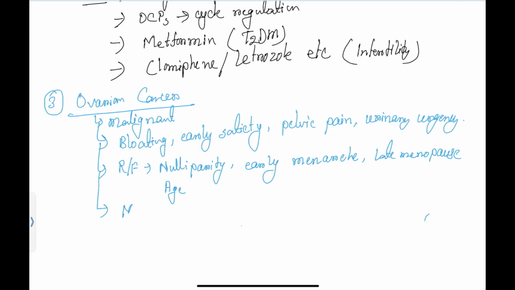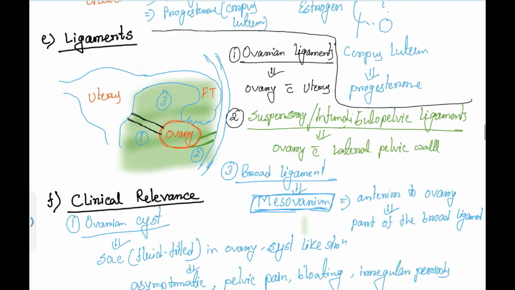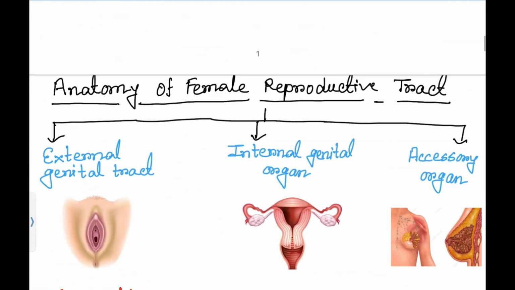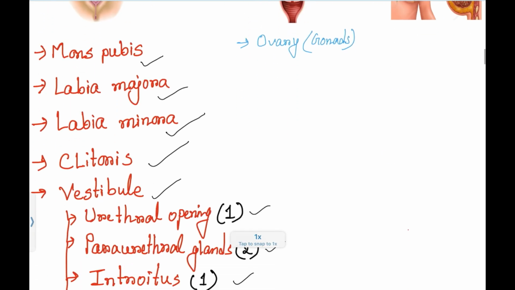So the management will be surgical removal of the ovary, then chemotherapy, etc. So what we have discussed in today's session regarding the internal genital organs: we have discussed only the ovary. In the next session, that means in part 2, we will discuss fallopian tubes and further.